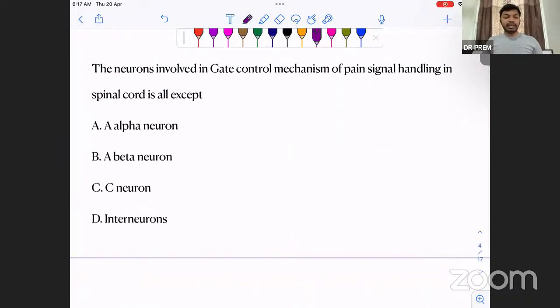Neurons involved in gate control mechanism of pain. All right, neurons involved in gate control mechanism of pain. A alpha, A beta, C, interneurons. Any guesses? Any answers, doctors?